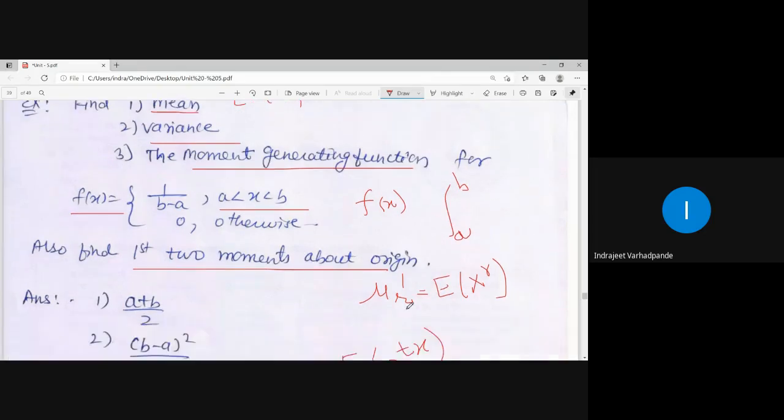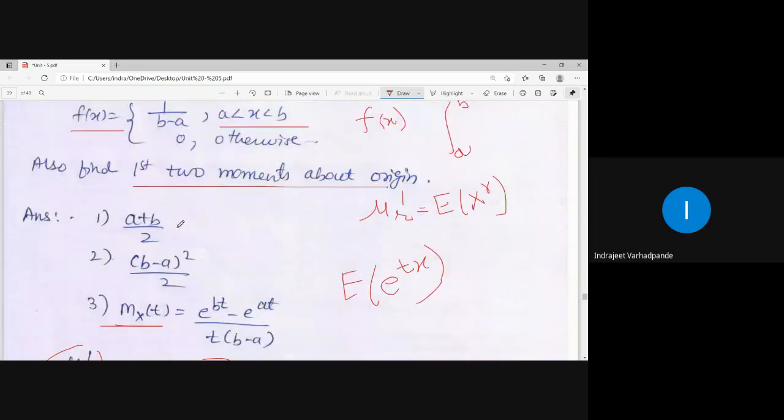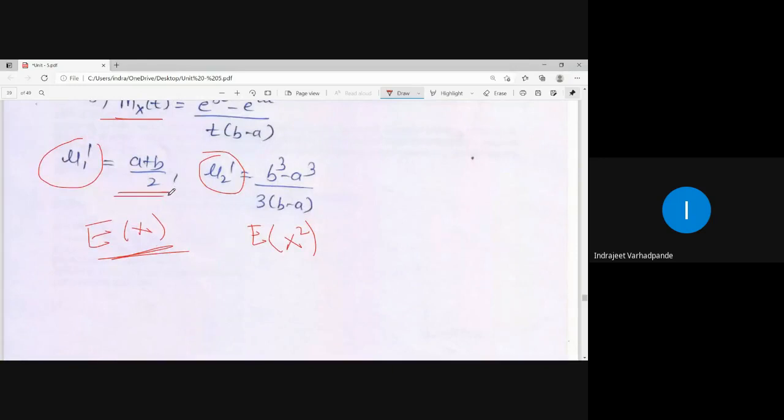First two moments, meaning what do you have to calculate? mu1 dash, and second what you have to calculate is mu2 dash. So this will be expectation of x and this will be expectation of x square. You know expectation of x, which you have just calculated, is a plus b by 2. So mu1 dash will automatically be a plus b by 2. What will mu2 dash be? b cube minus a cube upon 3 into b minus a.